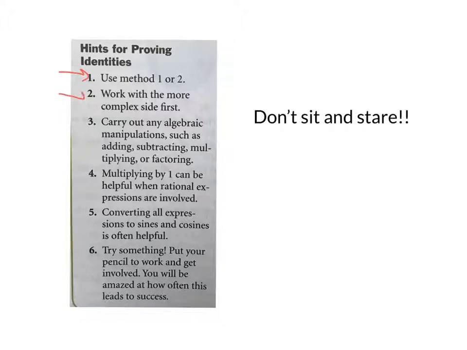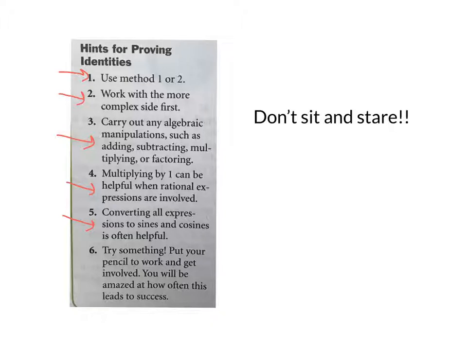Strategies. Number one says use method one or two, which we will always do. Number two, work with the more complex side first. So look at which side looks like the most difficult or the hardest, and let's go with that side. Number three, carry out all the algebra you can: add, subtract, multiply, divide, factor, any stuff that you can see that you can do. Number four, if you have a fraction there, multiply by one to make the fraction go away, and I'll show you one of those later.